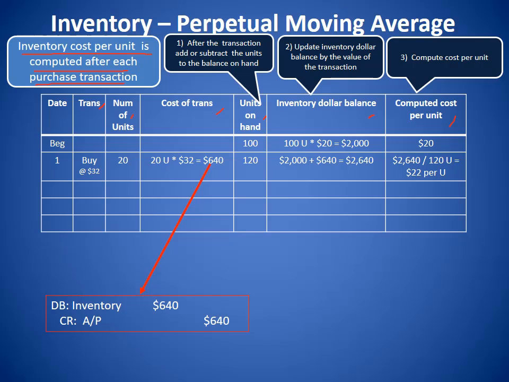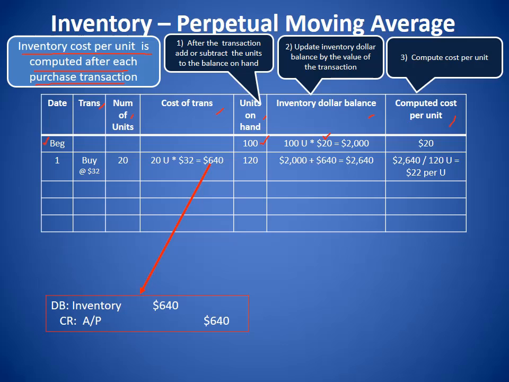Now let's take a look at the beginning inventory information here. So we're starting off with beginning, and what we have is we find we have 100 units on hand. In terms of our inventory dollar balance, at this point in time, we're assuming that the inventory had a cost per unit of $20 per unit. Where did that come from? From what I just made up. And in theory, that would be from a previous month's inventory card.